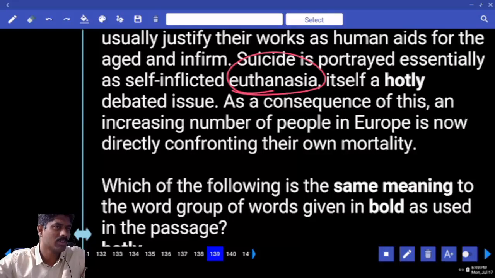Then we'll talk to the doctor. Even the patient himself says, kill me, kill me, kill me. We go to the doctor and say, let's kill him because we can't see the pain of that person. So killing, that is called euthanasia.